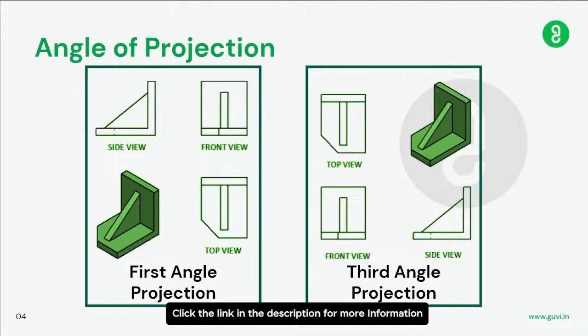The choice between first angle and third angle projections depends on the region and the industry standards. Different countries and organizations have their own preferred conventions. The angle of projection plays a very important role in engineering drawing as it determines the relationship and alignment between different views of an object. By projecting the object from different angles, orthographic projections provide a comprehensive representation of its shape, size, and features, thus allowing engineers, designers, and manufacturers to visualize and understand the object accurately.